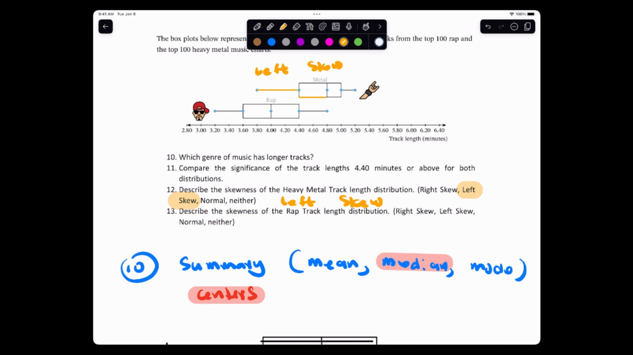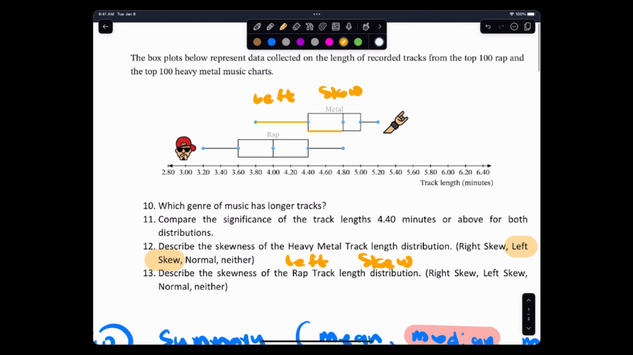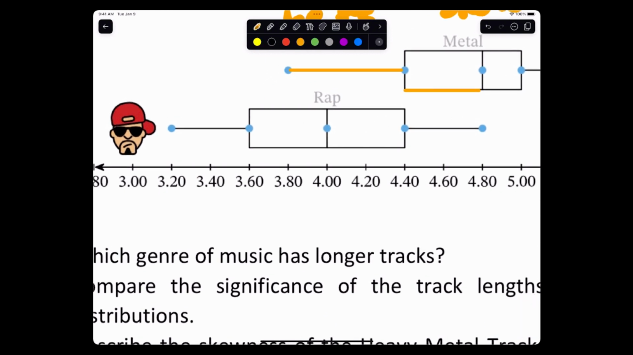Good job. Now, look at number 13. Number 13 says, can you describe the skewness of the rap music distribution? So let's look at rap now, and I'll do this in green. For rap, what do we notice? The left whisker looks to me to be the same as the right whisker. In fact, I think they are. How do we know? Looks like 320 to 360. Isn't that 40 seconds? And then 440 to 480. Isn't that also 40 seconds? So the left whisker and the right whisker are the same.